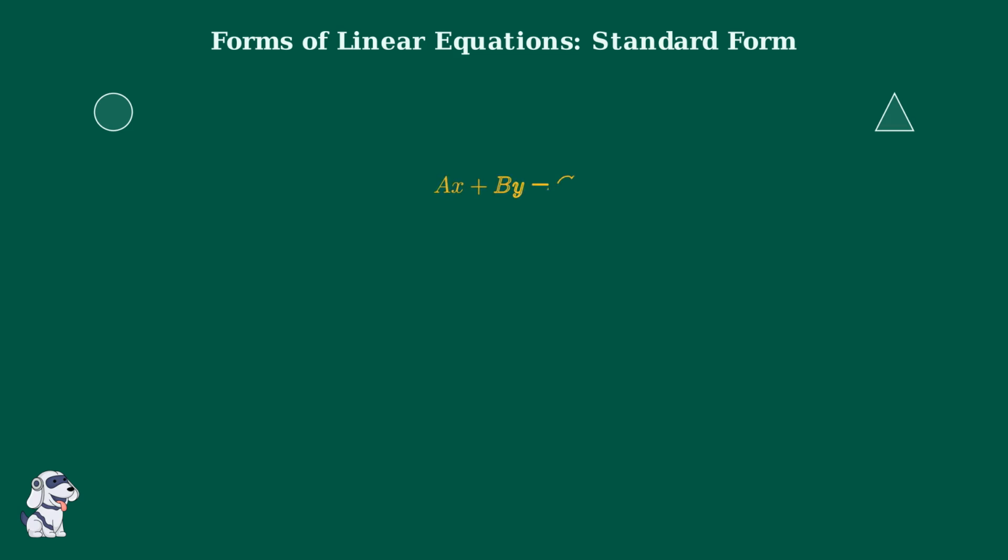The standard form of a linear equation is written as ax plus by equals c, where a, b, and c are constants. In this form, a, b, and c are constants or fixed numbers. A and b cannot both be 0 at the same time, and by convention we usually write a as a positive number. Let's see how to convert between slope-intercept form and standard form with some examples.